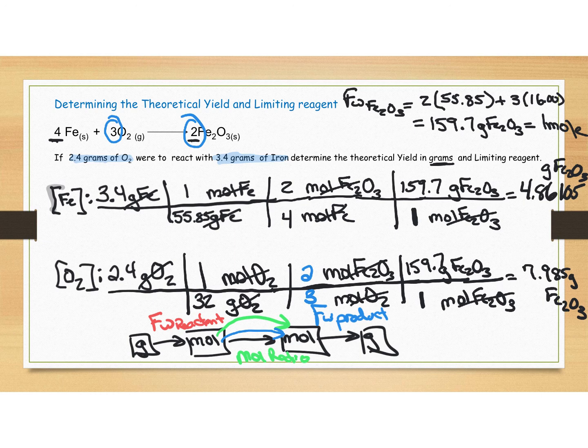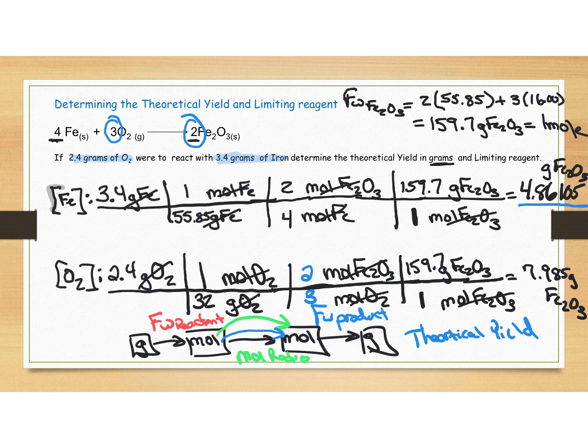Now, it's asking for what is the theoretical yield and the limiting reagent. Okay, the theoretical yield is the maximum amount of product that can be generated based on the limiting reagent. So when I look at the right-hand side of my equation, I'm going to look for the smaller number of the two. Okay, in this case, it is the 4.86105. That is going to be my theoretical yield.